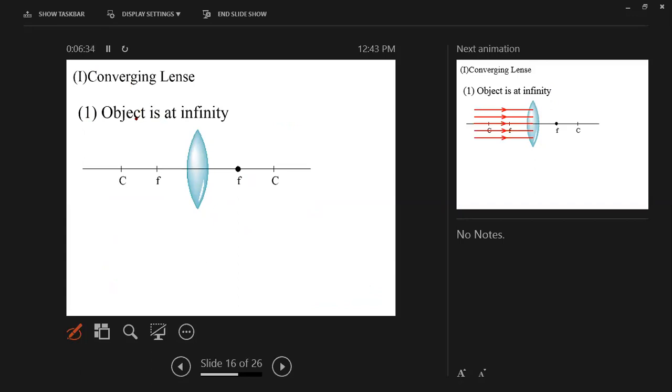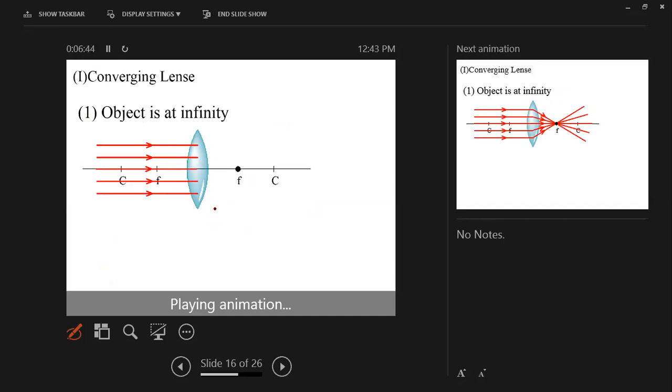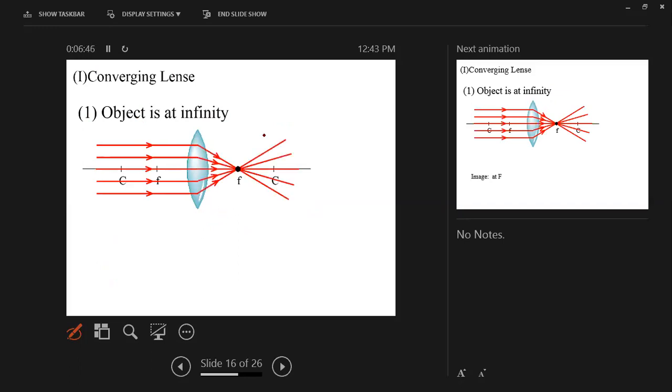Remember, for an object at infinity, when you send the light rays to the concave mirror, the image would be formed at the focal point, at the focus. So the same thing is going to happen here for the lens. When an object stands at infinity, the image of the object will be at the focus, okay?